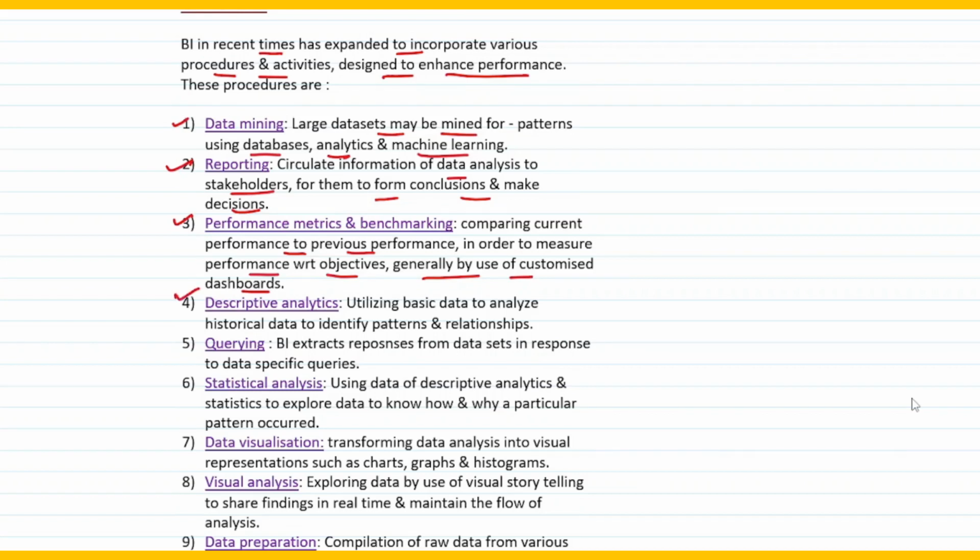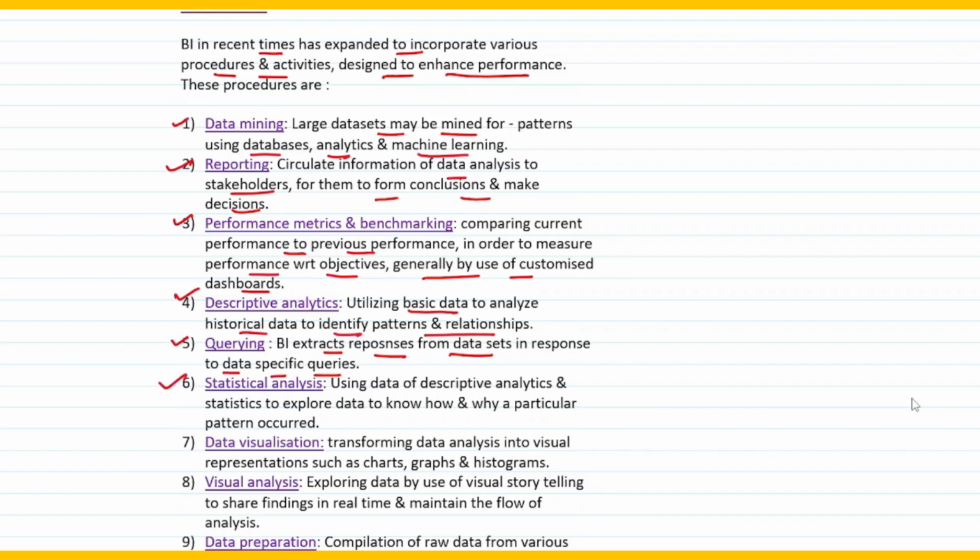For measuring the performance metrics and for benchmarking. Okay, then we talk about descriptive analytics, utilizing basic data to analyze historical data to identify patterns and relationships. Then we talk about querying. Querying is nothing but BI extracts responses from data sets in response to data specific queries. So if you have any data specific queries, that can be helped with querying, because BI would be able to answer the questions which are there in your mind, right? So basically it extracts the responses from the data set. Whatever data sets you have, BI would be able to extract the responses from it with relation to data specific queries, right?